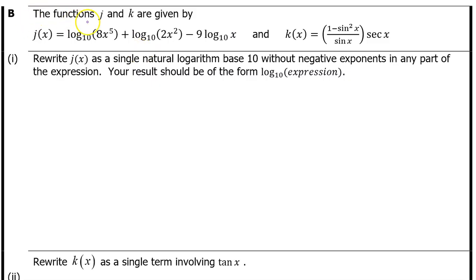Part B. The functions j and k are given by j of x is equal to this expression, and k of x is equal to this expression. B, part 1. Rewrite j of x as a single logarithm base 10 without negative exponents in any part of the expression. Your result should be of the form log base 10 of expression.